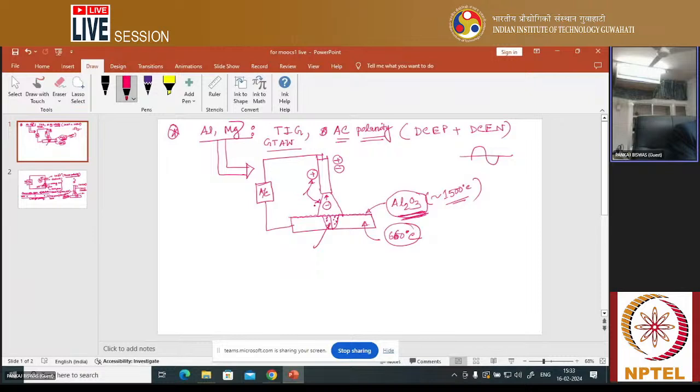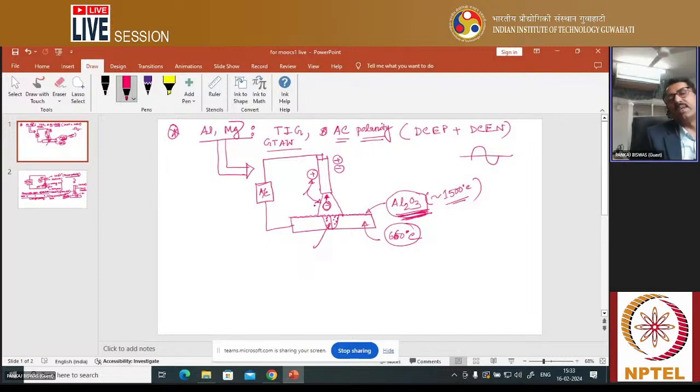So when the electrons start flowing from the workpiece to the electrode, the aluminum oxide layer over the surface of the plate generally breaks. You can say this is DCEP polarity, or reverse polarity. So due to this reverse polarity, the aluminum oxide breaks down. Why? Because of the flow of electrons from the workpiece towards the electrode direction.